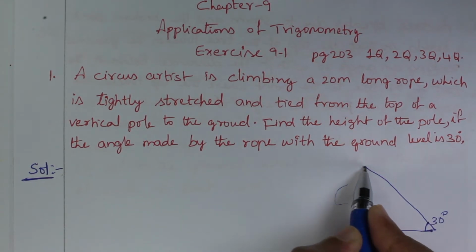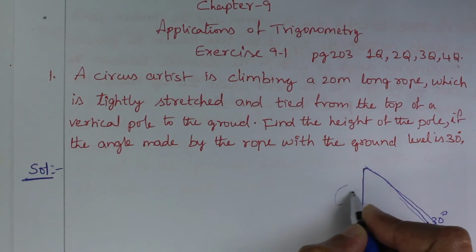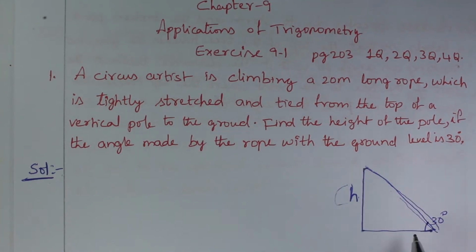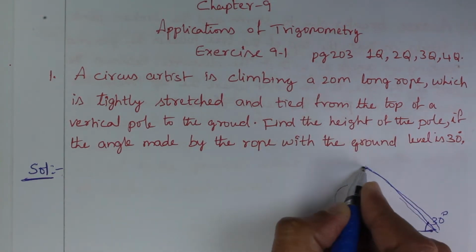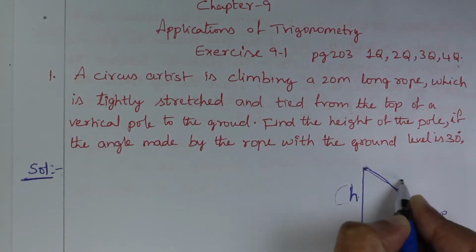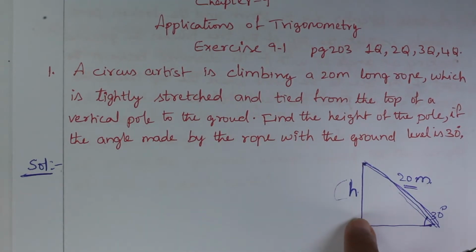This is the rope. We have to find out the height of the vertical pole, and it's given the length of the rope is 20 meters. So this length is 20 meters. First of all, while solving the problem, you have to draw the figure describing the problem. Then half of the problem will be clear for you.